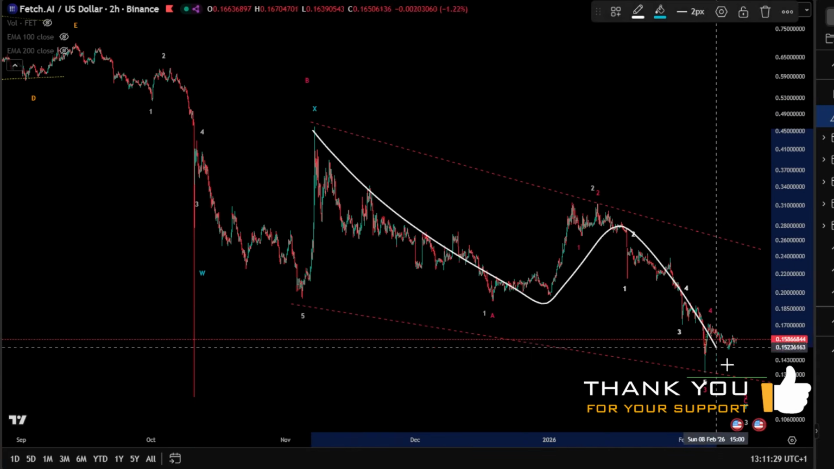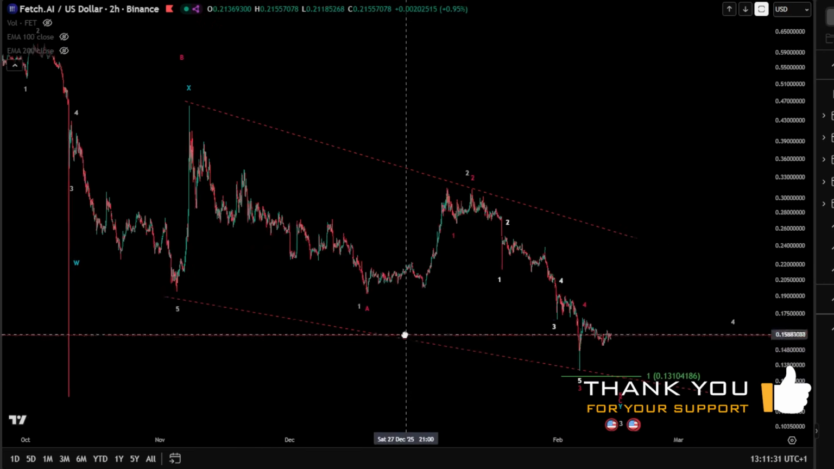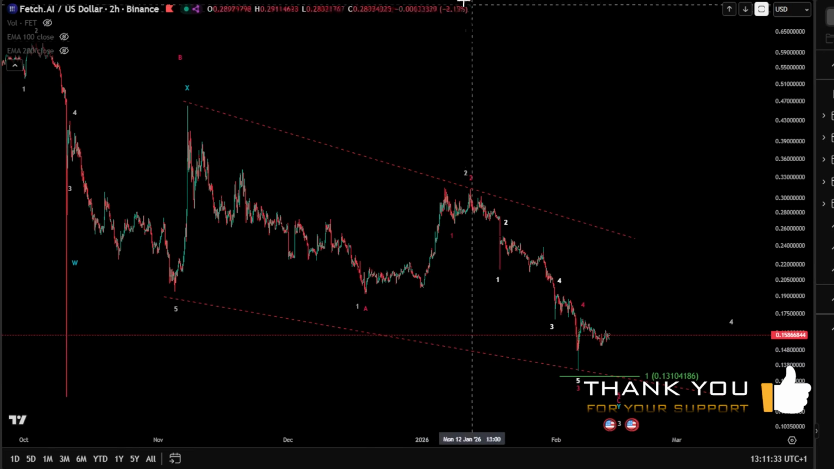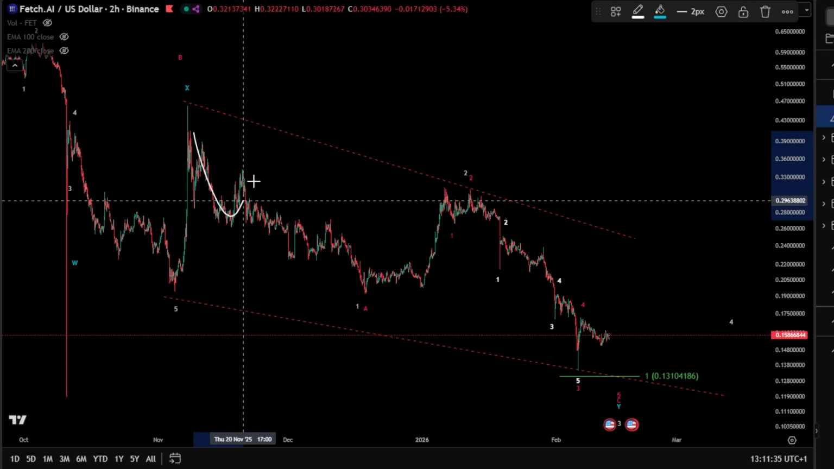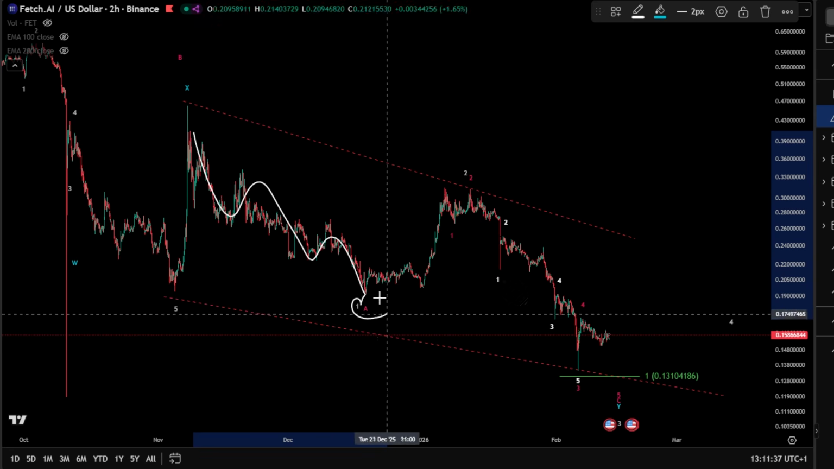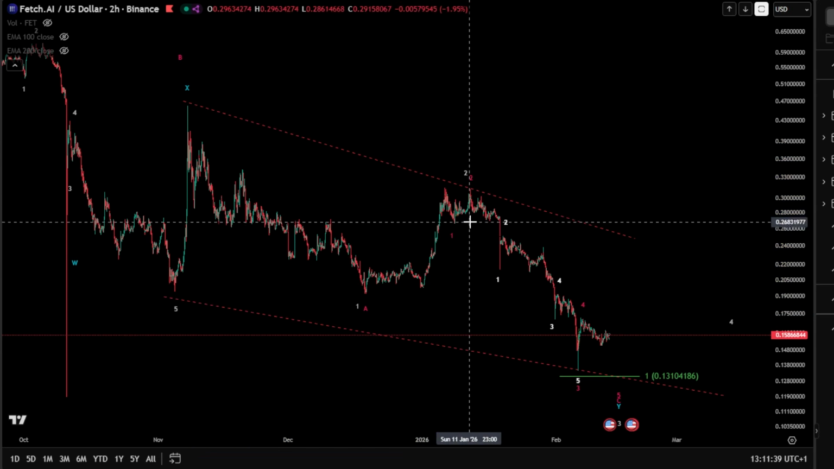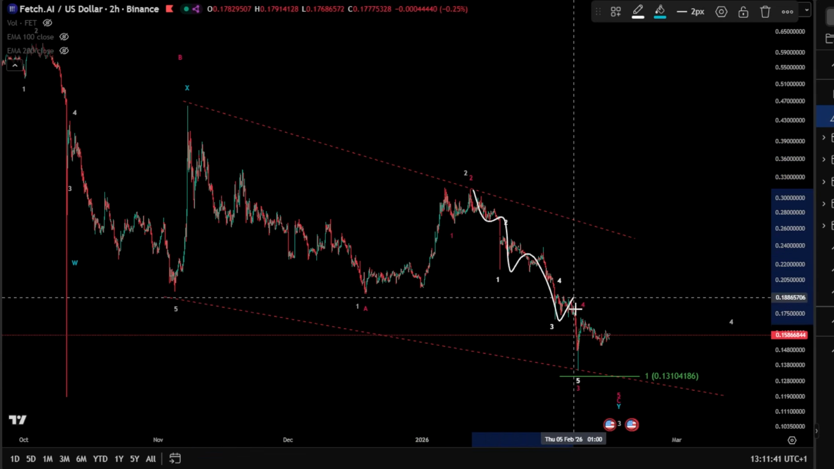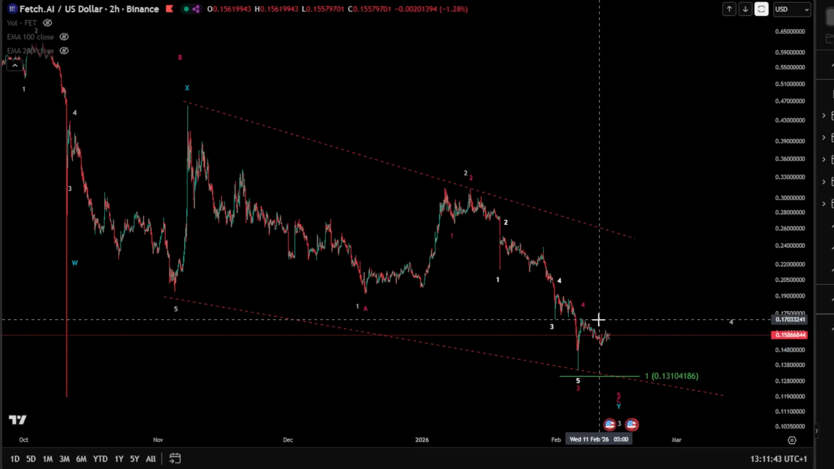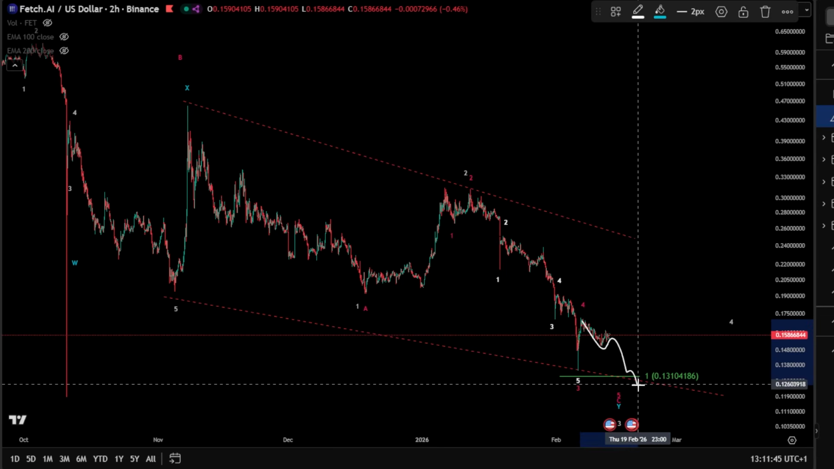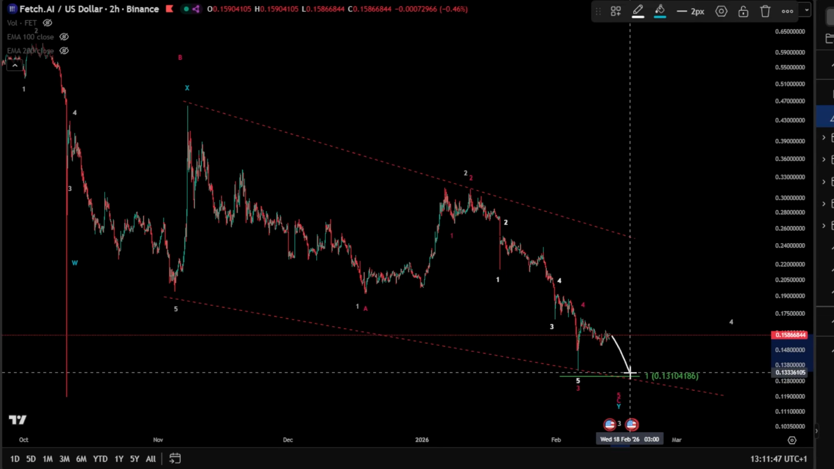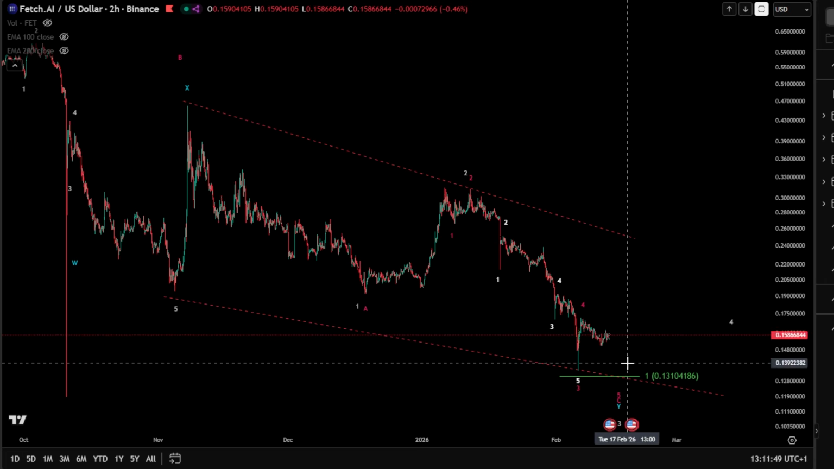or of course the diagonal 1, 2, 3, 4, and a 5. We didn't reach yet the 1-to-1 FIB level. So basically, if we are looking here at impulses or diagonals inside this diagonal, we are looking therefore also to finish up an impulse. So very likely as well, wave 4 is unfolding, wave 5 there to be, of course, for lower prices again.